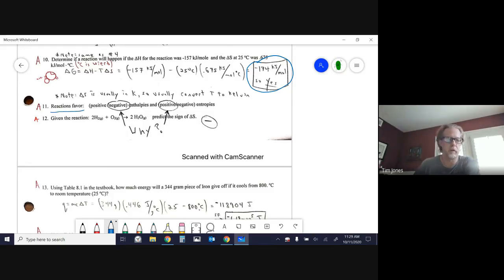This right here, number 11: reactions tend to favor negative enthalpies, which I mentioned in the last video, and positive entropies. The reason is because Mother Nature is lazy and crazy. Lazy, meaning we want energy to go down, so lowering the delta H, or making it negative. And crazy, we want more entropy, so we want a positive delta S.